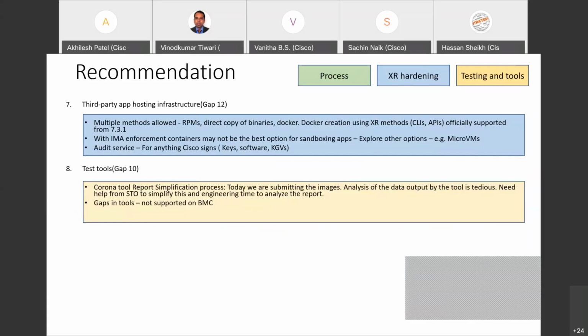We are trying to work with the STO team to simplify that. In the meantime, it is taking around a week, or 2 to 3 days, to just analyze the report post validation and then triage to see which files are not meeting the requirement. There are some gaps in tools. Today, there is no tool to even test BMC. And the ASIC team vulnerabilities were predominantly in the BMC area of Spitfire.